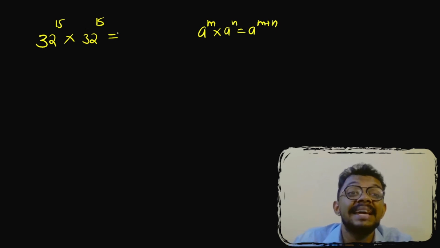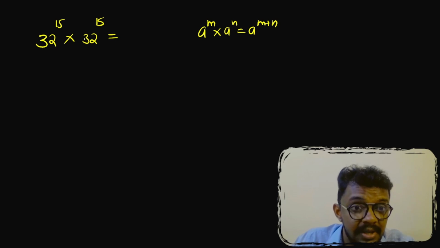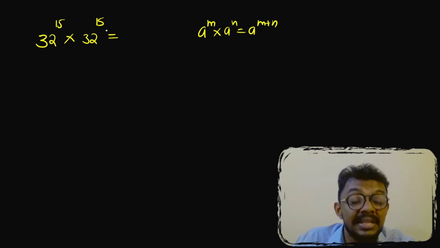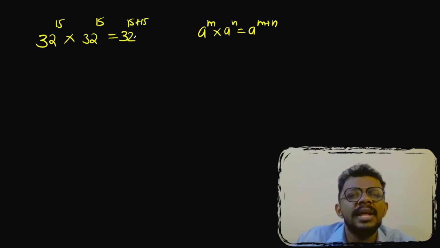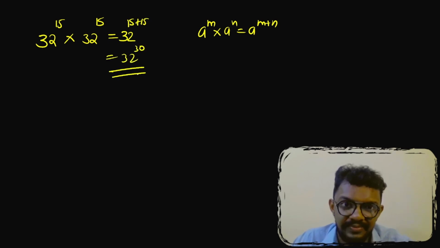32 raised to 15 means 32 multiplying 15 times. Here, this 32 raised to 15 means 32 multiplying 15 times. In total, 32 multiplying 30 times. So this is 32 raised to 15 plus 15. 32 raised to 30 it is.